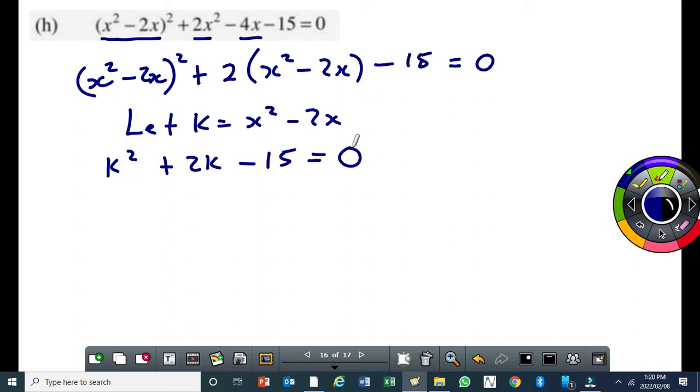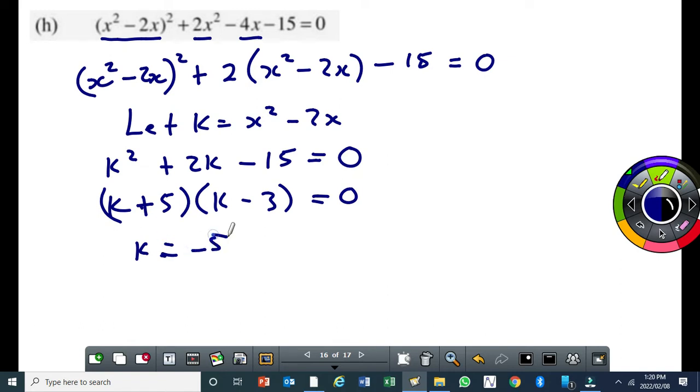Now we are in grade 9, the trinomial. It's a grade 9 trinomial. So that will be k plus 5 times k minus 3. So you get your k being equal to negative 5 or your k being equal to positive 3.